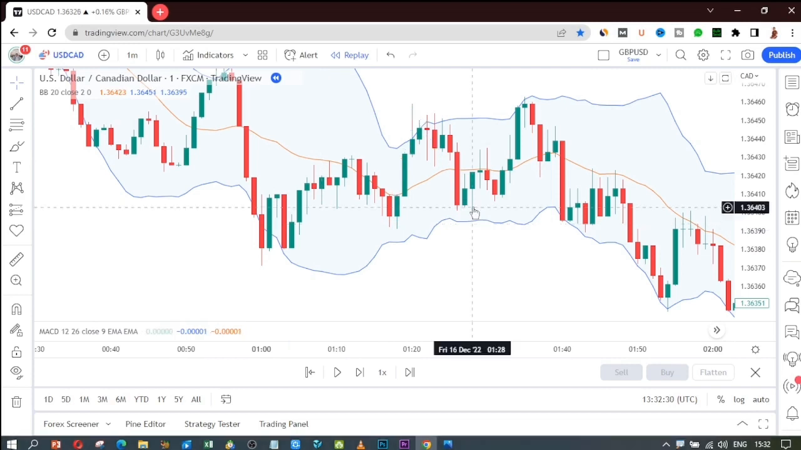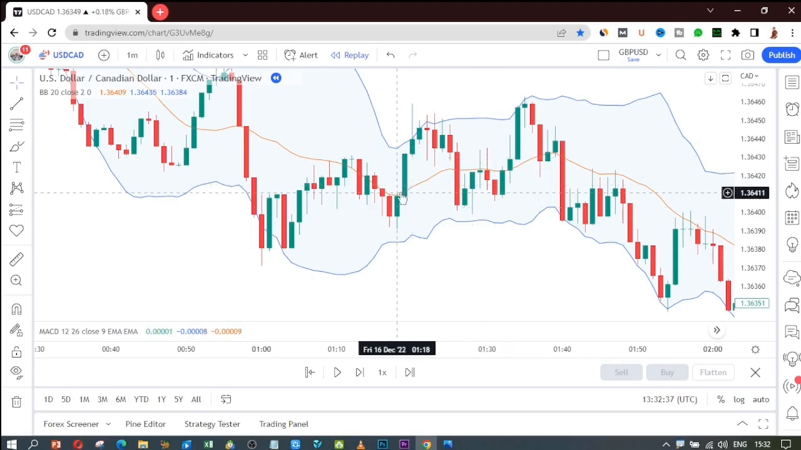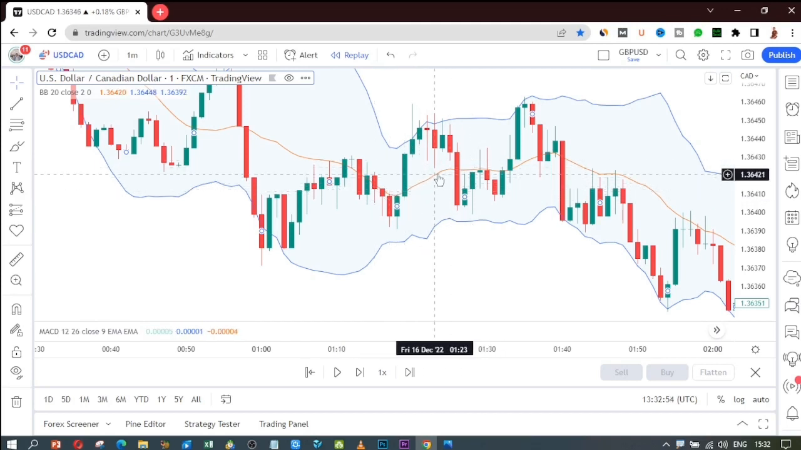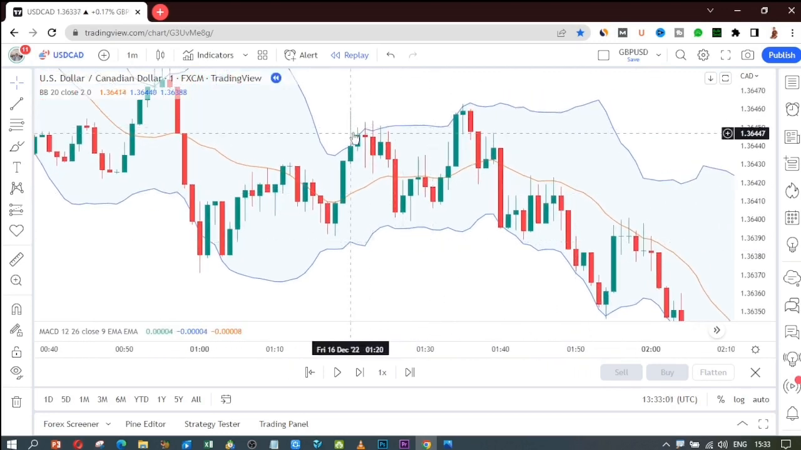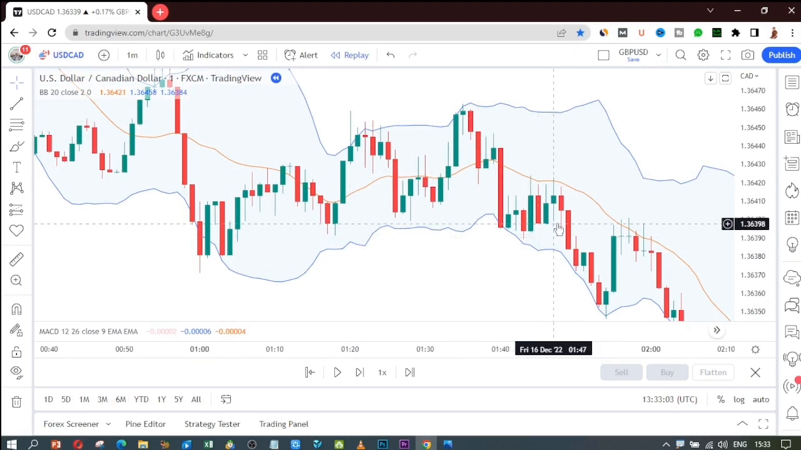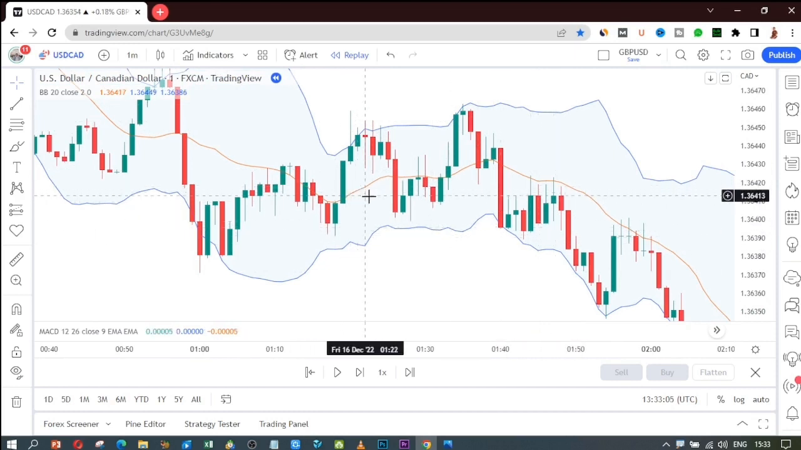So if you haven't used the Bollinger Bands, it is a simple indicator right here. On these Bollinger Bands, the middle line is called the 20 simple moving average. So this is the 20 period simple moving average, and then the upper side and the lower side of the bands are the 20 period moving average but put on a 2 standard deviation.